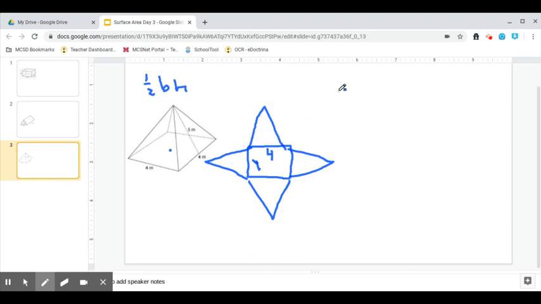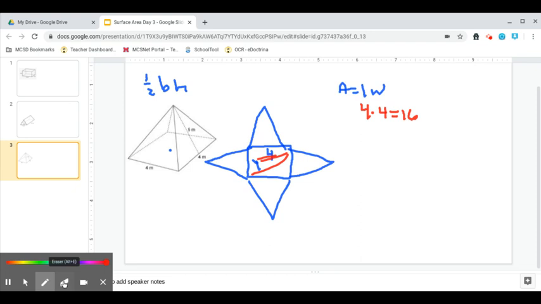So the area of that is going to be 4 times 4, which is 16. So I was able to get this to be 16, because the bases of everything are 4, and length times width is 4 times 4. Now, I want to get the triangles.